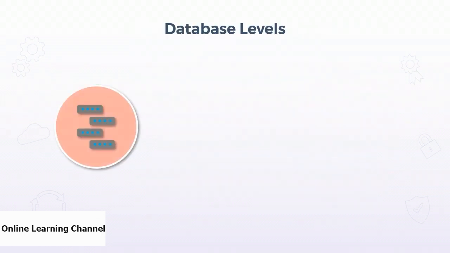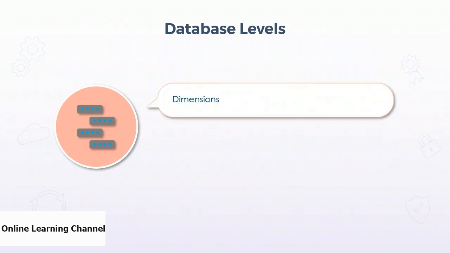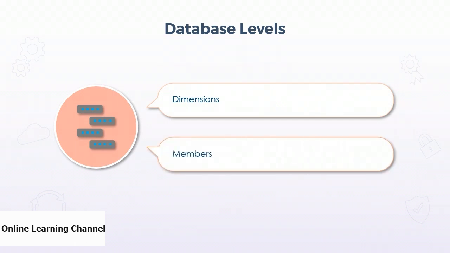For a dimensional hierarchy in a database, dimensions are the dimension types, in our example region, and the members would be all the levels below the dimension, in our example country, area, store, and department.